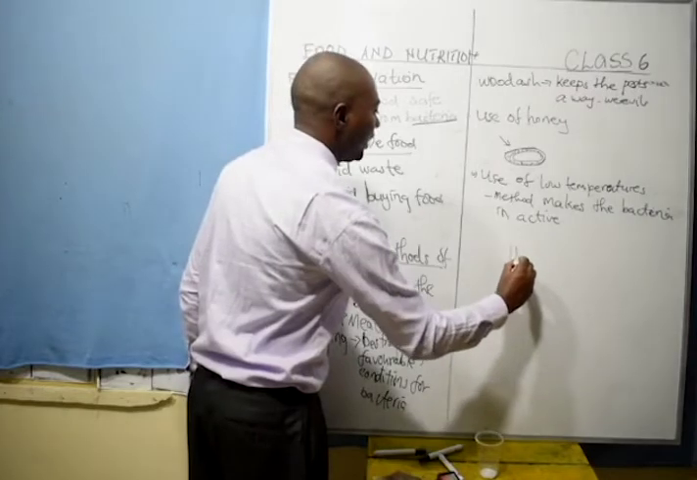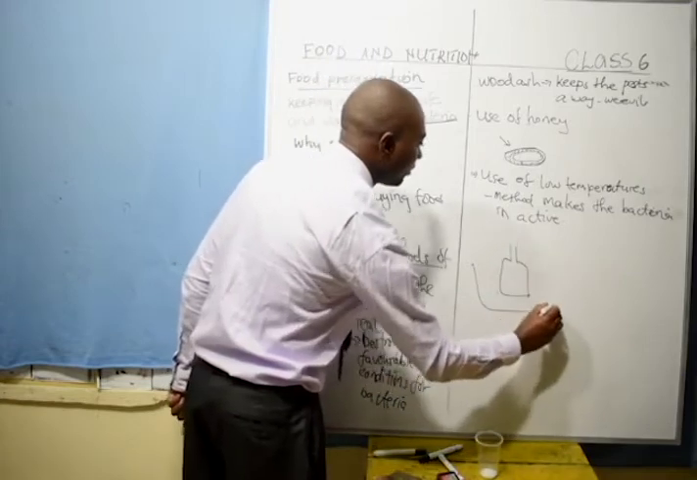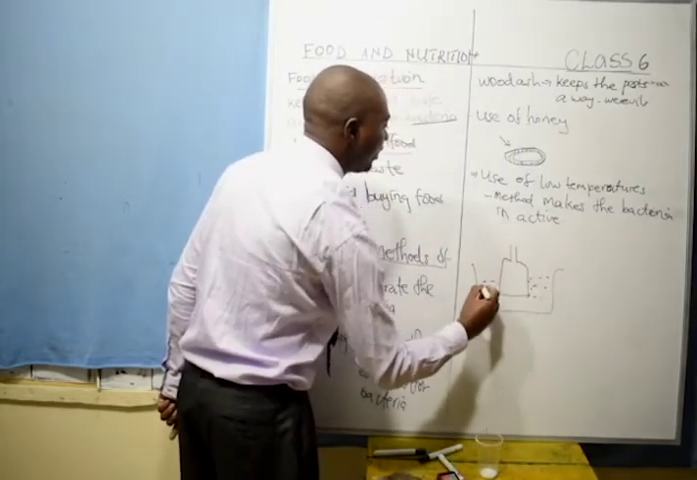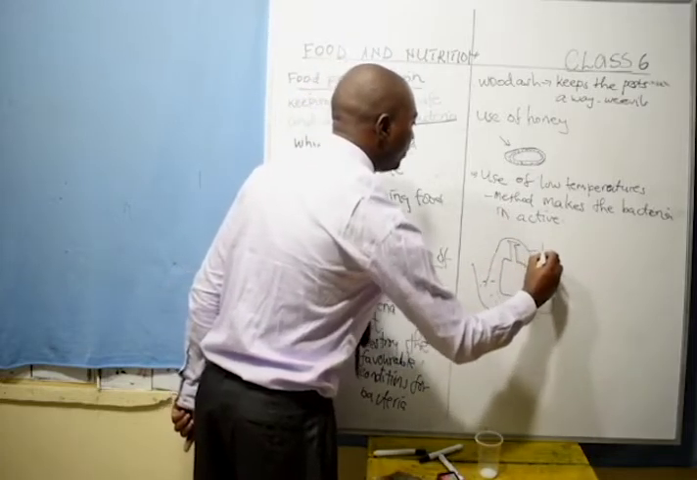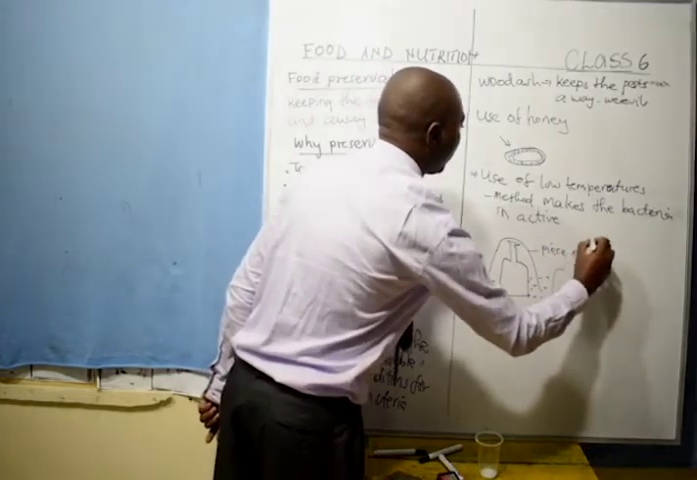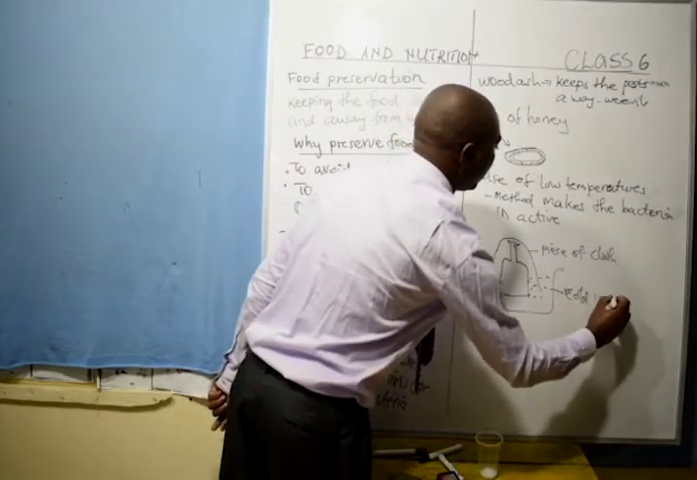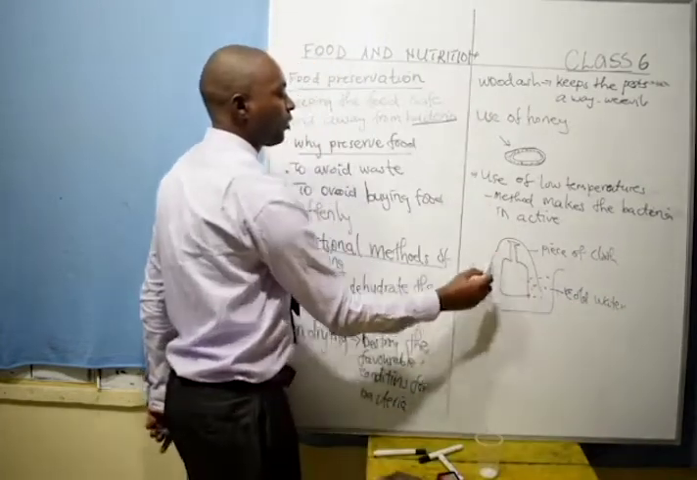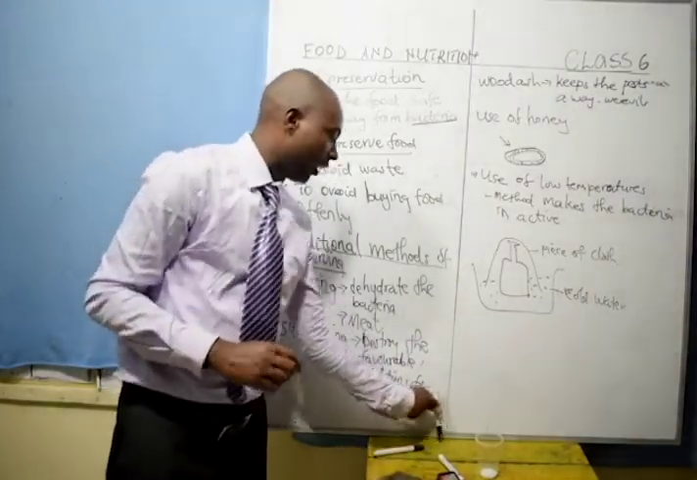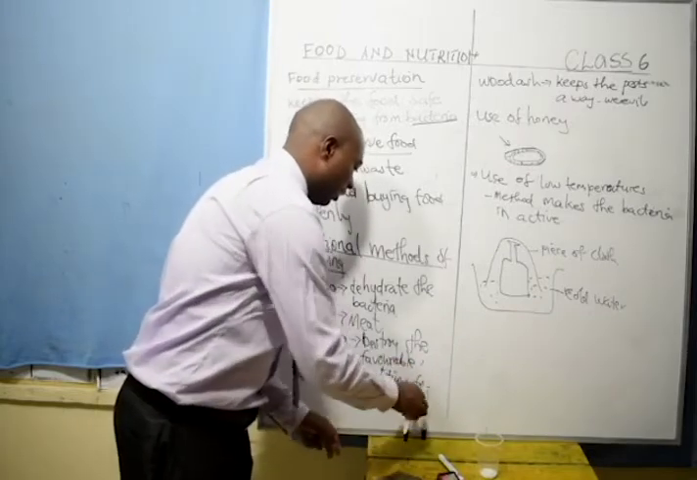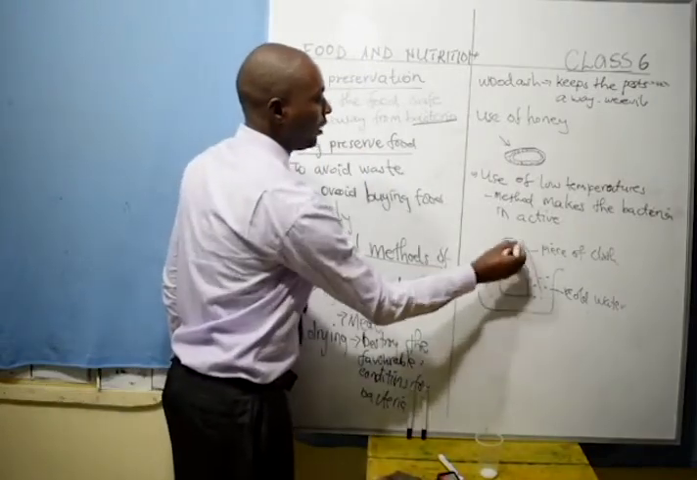They use maybe milk. Milk would be put in a basin of water. Then they will put a piece of cloth. Then this is cold water. The water rises up the piece of cloth through a process known as capillarity. Remember that capillarity is the rising of liquids in a certain matter. Therefore, the water rises up here through capillarity.